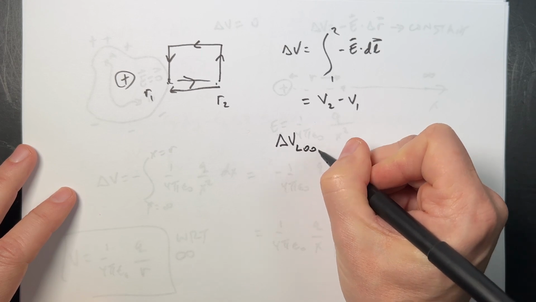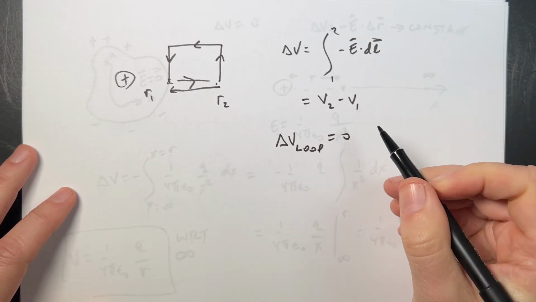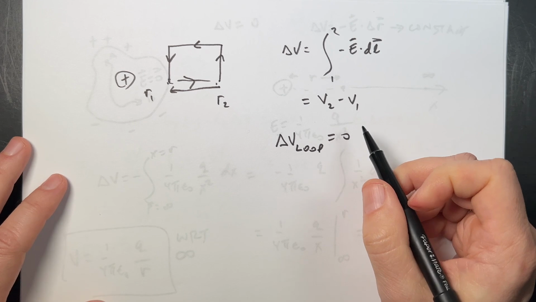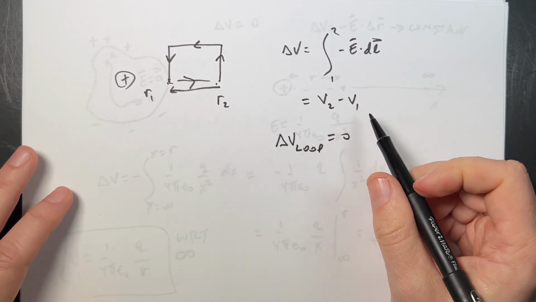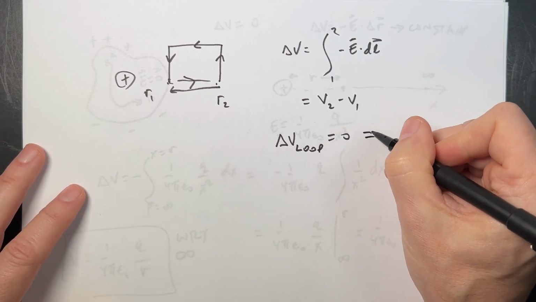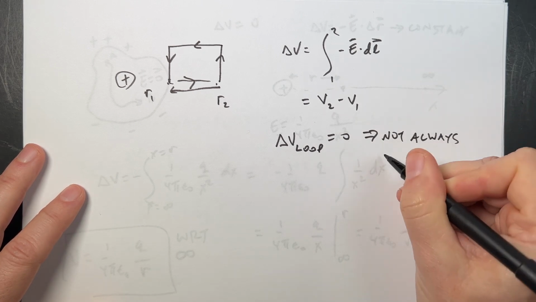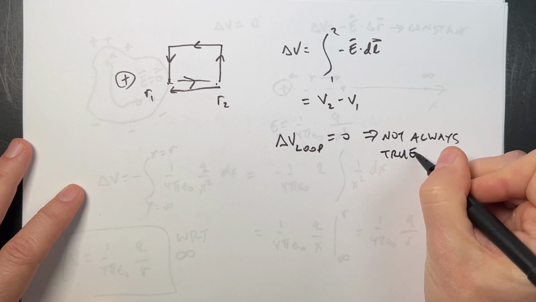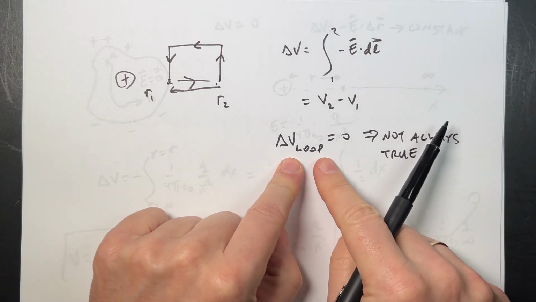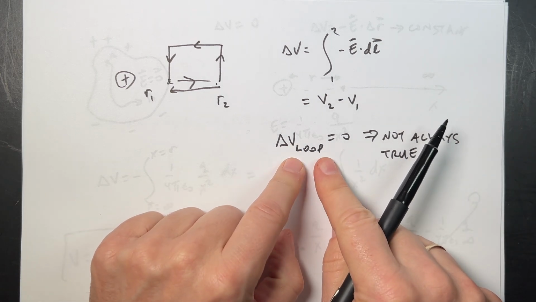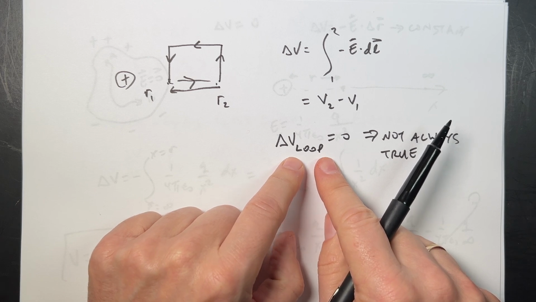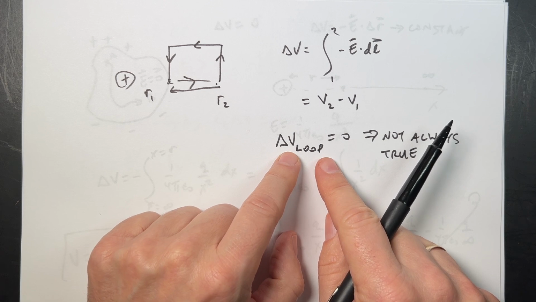Delta V around a loop equals 0. That's the loop rule when we get to electric circuits. And it's not always true. I'm just giving you a little spoiler alert here. Delta V around a loop is 0 if we have electric fields made by charges. If you just want to make electric fields by charges, then that's true. Okay? There's another way to make electric fields, and I'll save that for later.